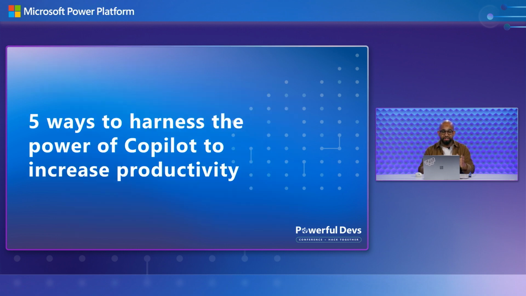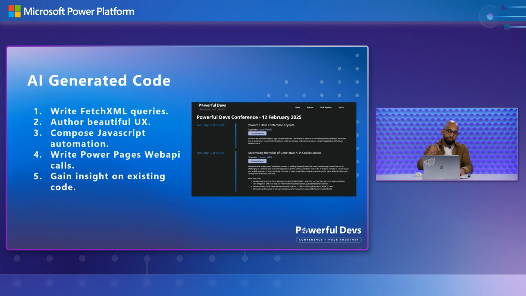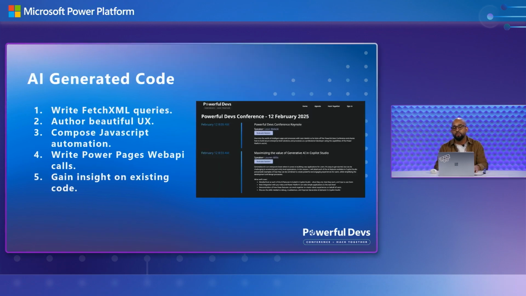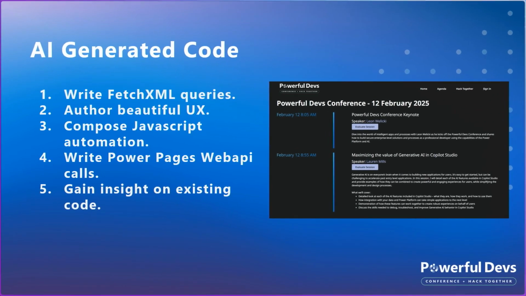All right, 5 ways to harness the power of Copilot to increase productivity within your Power Pages development. Let's dive right into it. The first way that we are going to have Copilot help us is assistance writing fetch XML queries. If you worked with Power Pages in the past, you know that you can retrieve data from your Dataverse model using fetch XML queries. The second one is we are going to ask Copilot to help us make our UX a little bit better, make it prettier.